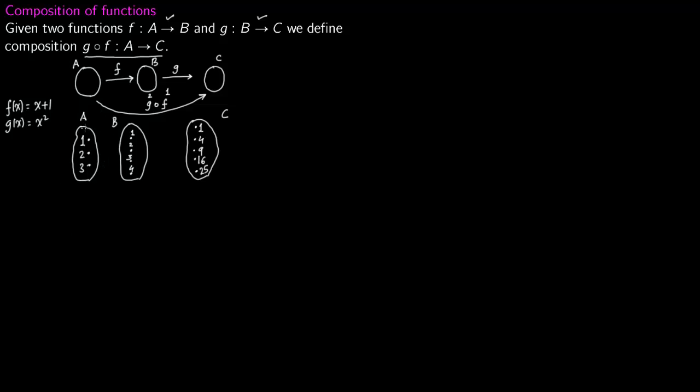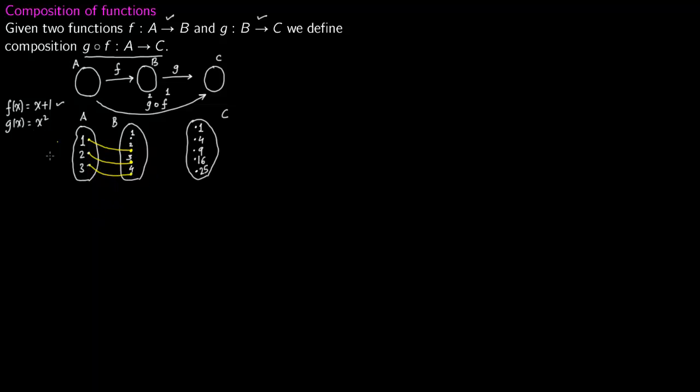So first we draw f. f goes from A to B. f of x is x plus 1. So you take 1, you add 1 to it. 1 plus 1 gives you 2, so 1 gets mapped to 2. 2 plus 1 gives you 3, so 2 gets mapped to 3. 3 plus 1 gives you 4, so 3 gets mapped to 4.